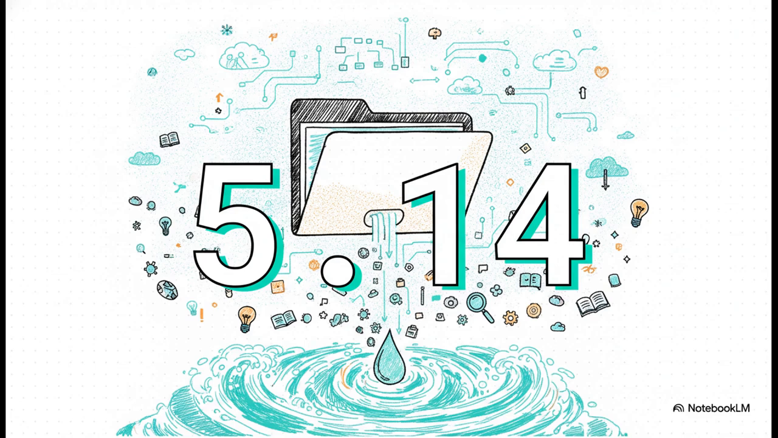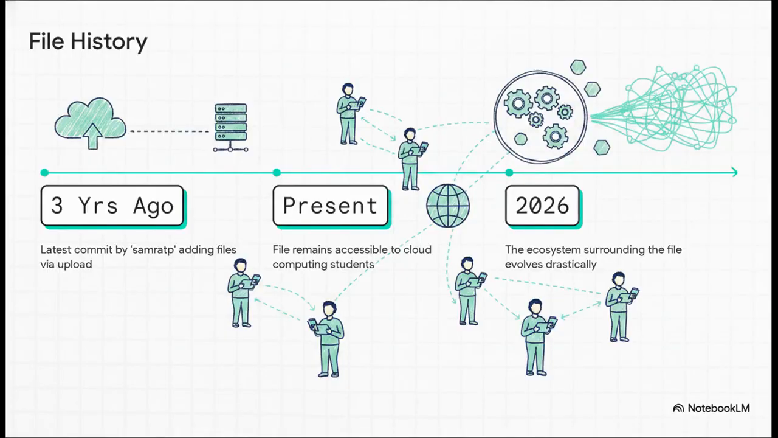It's literally just one microscopic drop in a massive ocean of data, but it perfectly captures the core utility of file hosting, storing and sharing knowledge. If we trace the history back, we can see this file was committed by a user named Samrutpop 3 years ago. But the platform it lives on, well, it hasn't exactly stood still. Today, the file remains highly accessible to cloud computing students anywhere in the world. But as we look ahead to the 2026 copyright stamp on the platform's footer, it becomes super clear that the ecosystem surrounding this one simple upload is evolving drastically.